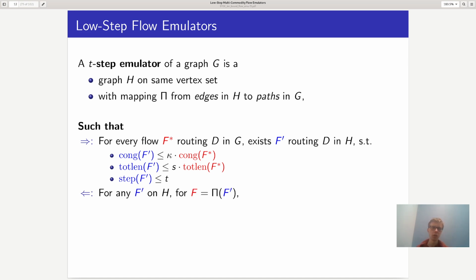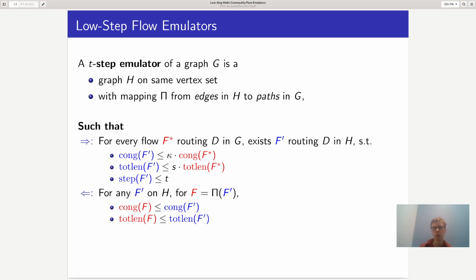Then in the other direction, for any flow on the emulator, if you project it down to the original graph using the mapping pi, the congestion of the flow does not get worse, and the total length of the flow does not get worse. So that means at the cost of a factor kappa in congestion and factor s in the total length, you can look for flows on the emulator and then project them down. However, what this achieves is that you can guarantee to your algorithms that there exists a competitive flow where the step length, that is the number of edges on any flow path, is small.